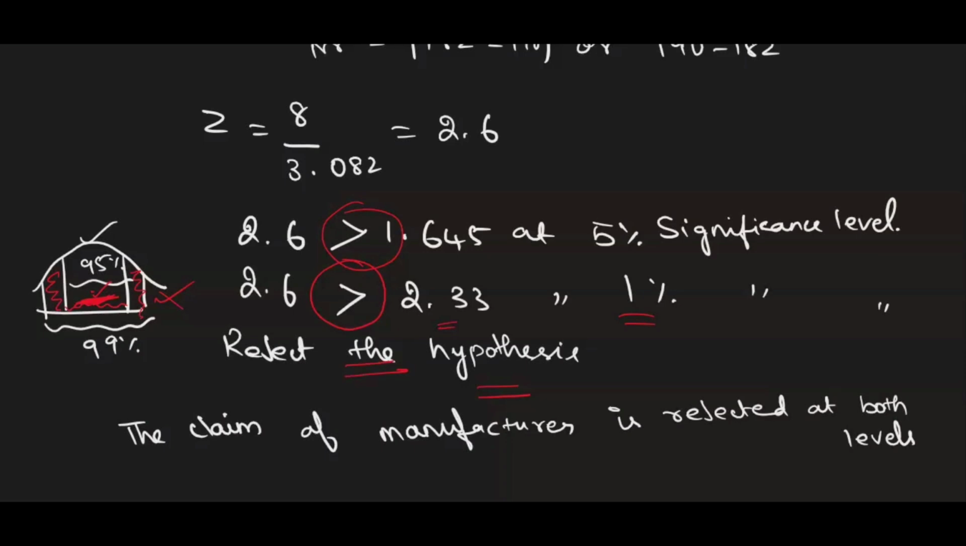So what is your null hypothesis? The manufacturer's claim is the null hypothesis. His claim is correct, that is what we have written. So we conclude that the claim of the manufacturer is rejected at both the levels, 1% as well as 5%. So what he claimed, that at least 95% of the equipment which he supplied to a factory conform to specifications, is wrong.